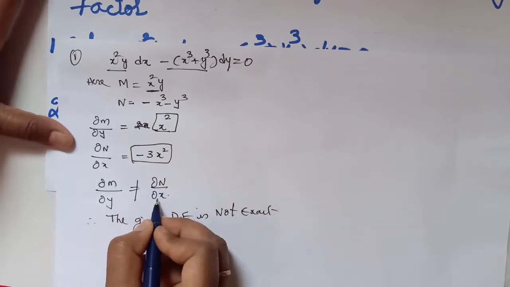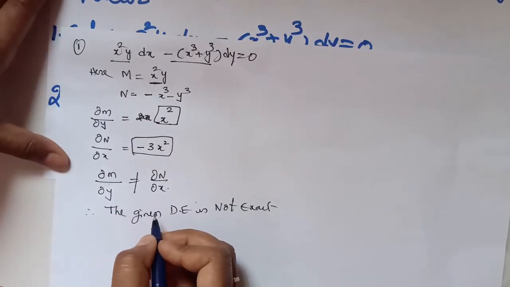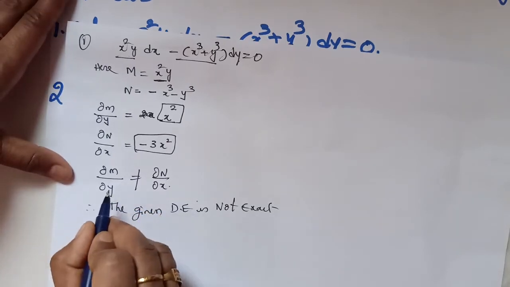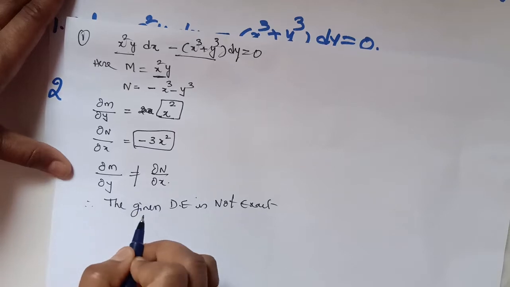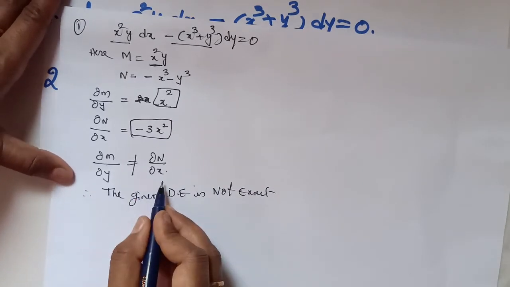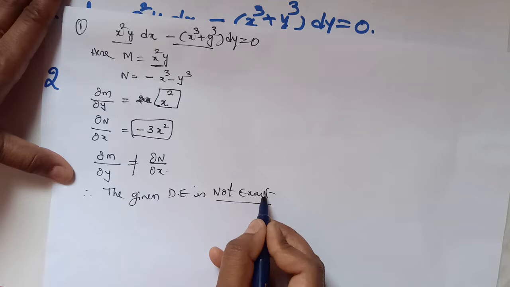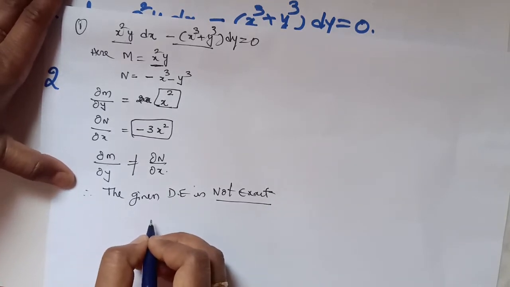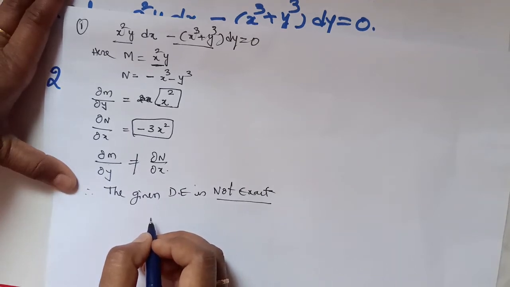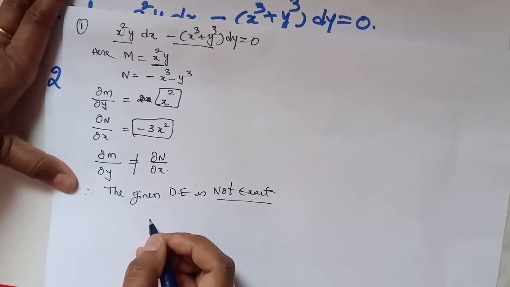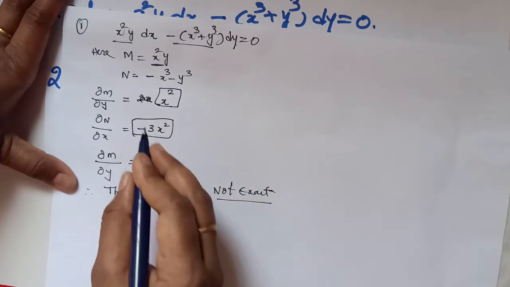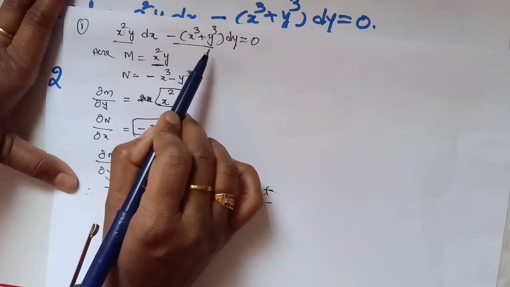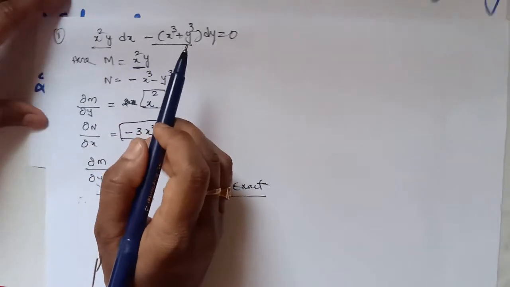If these two are equal, it is exact. We discussed in the last session how to solve an exact differential equation, but here it is not exact since these two are not equal. So to make this differential equation exact, you have to multiply with an integrating factor. So here, what is the integrating factor for this given differential equation? To know that, we have to remember this.